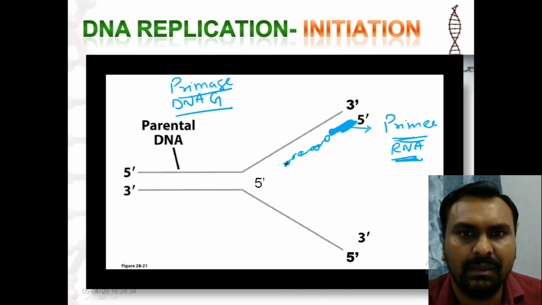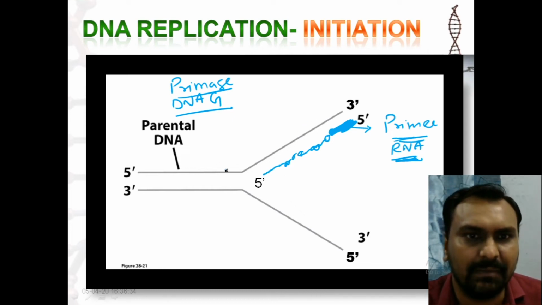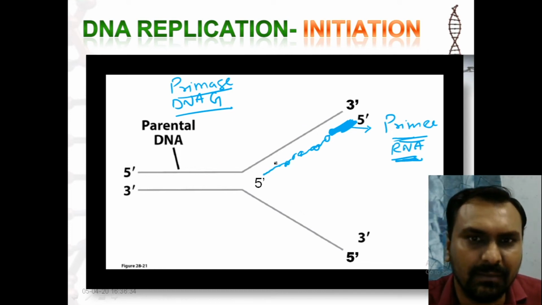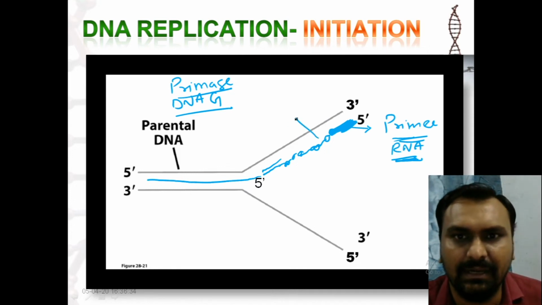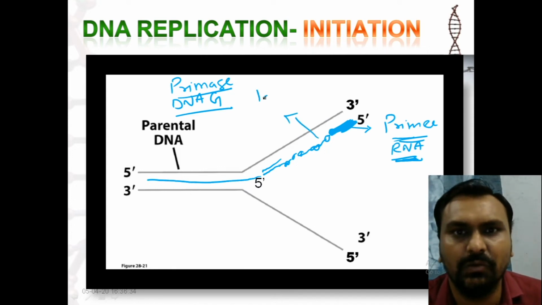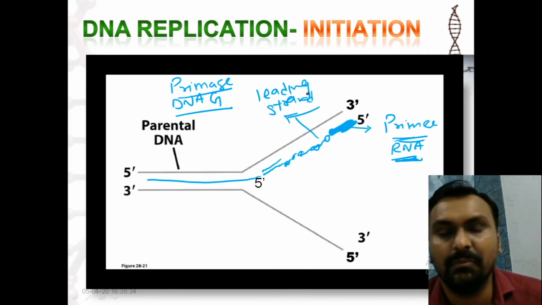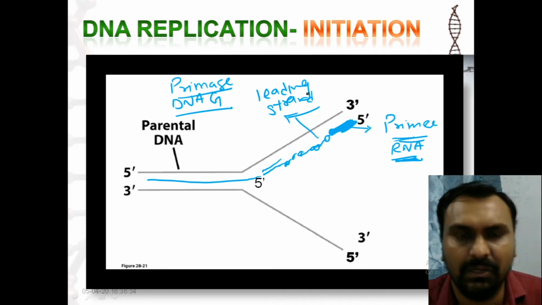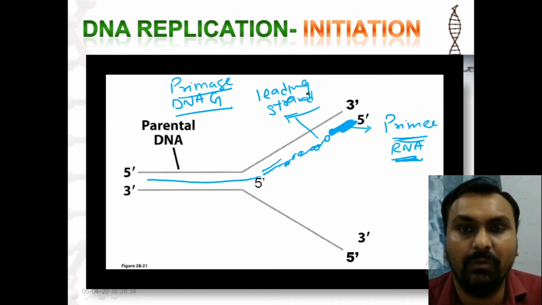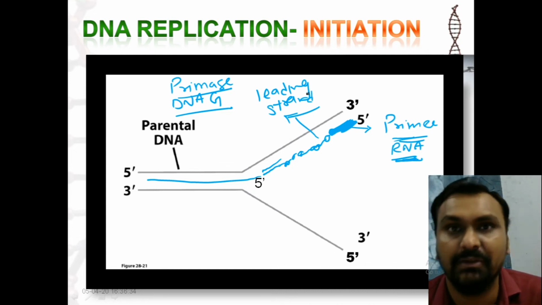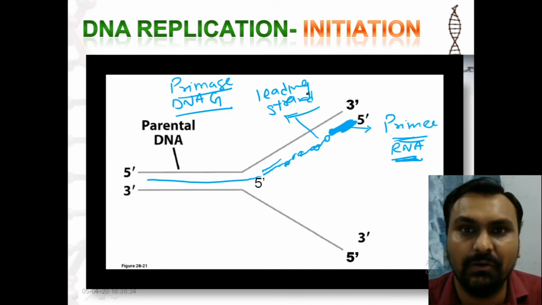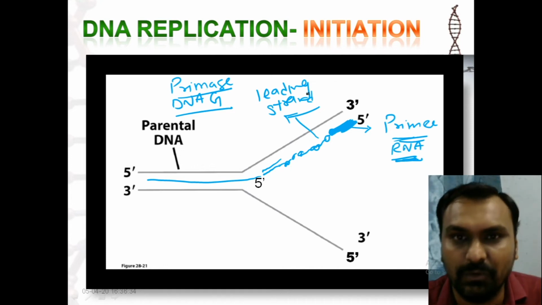Okay, and this is the replication fork. So towards the replication fork, the synthesis of nucleotides is continuous. So this strand where nucleotide synthesis is continuous is called the leading strand. Okay. So DNA polymerase is a very effective enzyme. It will add about 1000 nucleotides per second. It is very efficient, and it has a 3' to 5' exonuclease activity. So if any mismatched nucleotide is there, it will remove that nucleotide also.